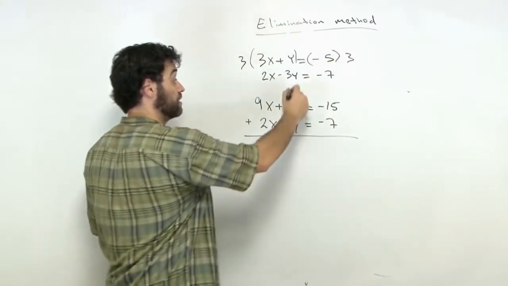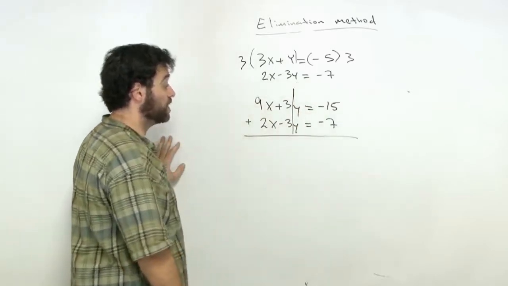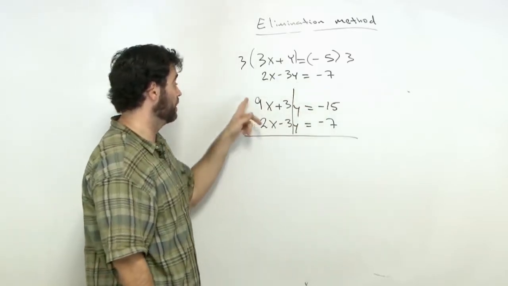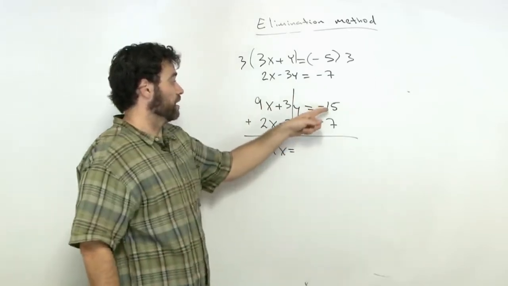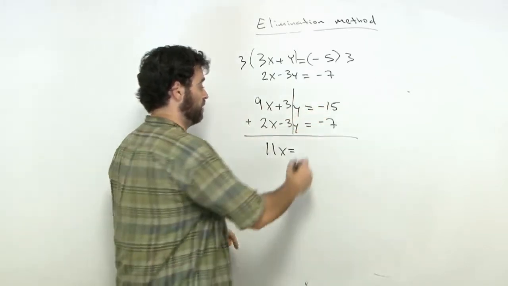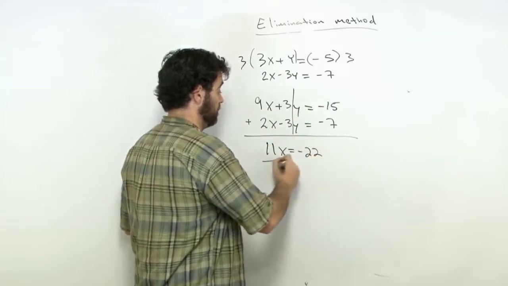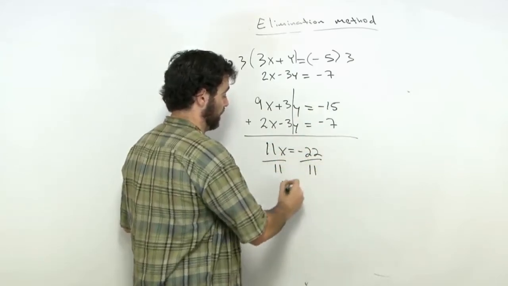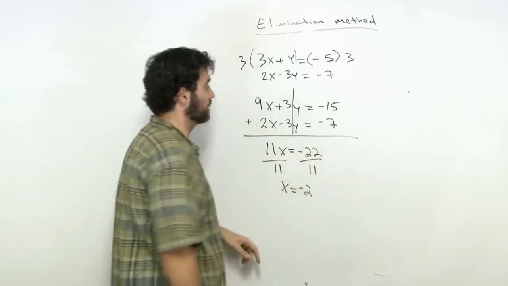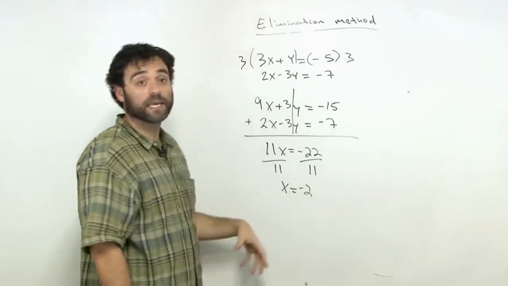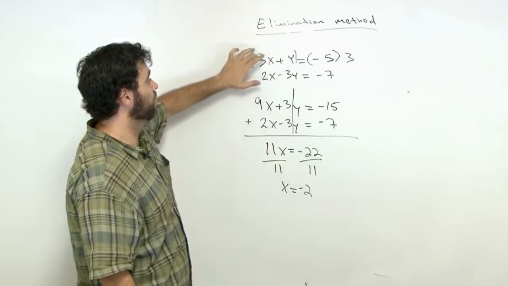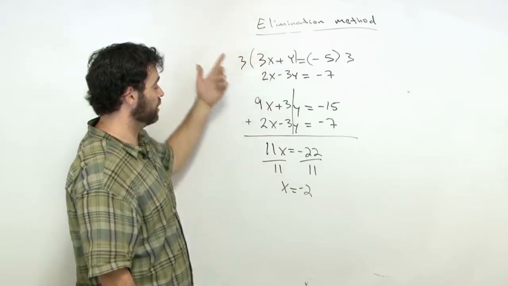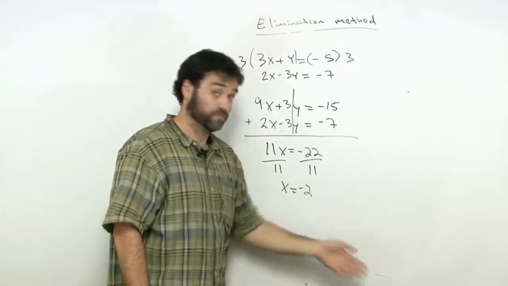The y's, 3y plus negative 3y goes bye-bye. 9 plus 2 is 11x. And we get negative 15 and negative 7 is negative 22. Divide out the 11, divide out the 11, and we get x is negative 2. That's a nice number. And again, same thing, but go back to the original. Don't use the one that you multiplied by. Pick one of these two, plug in the negative 2 to find your y.